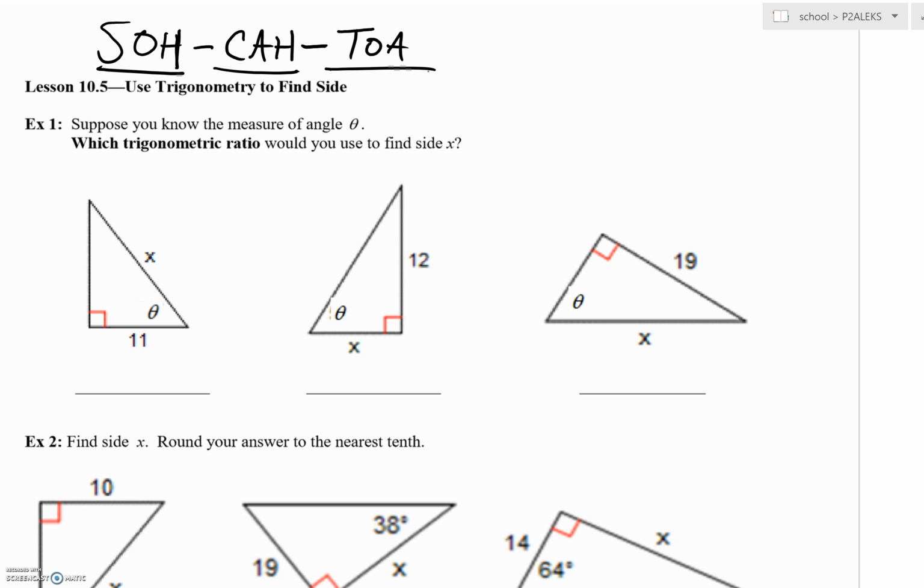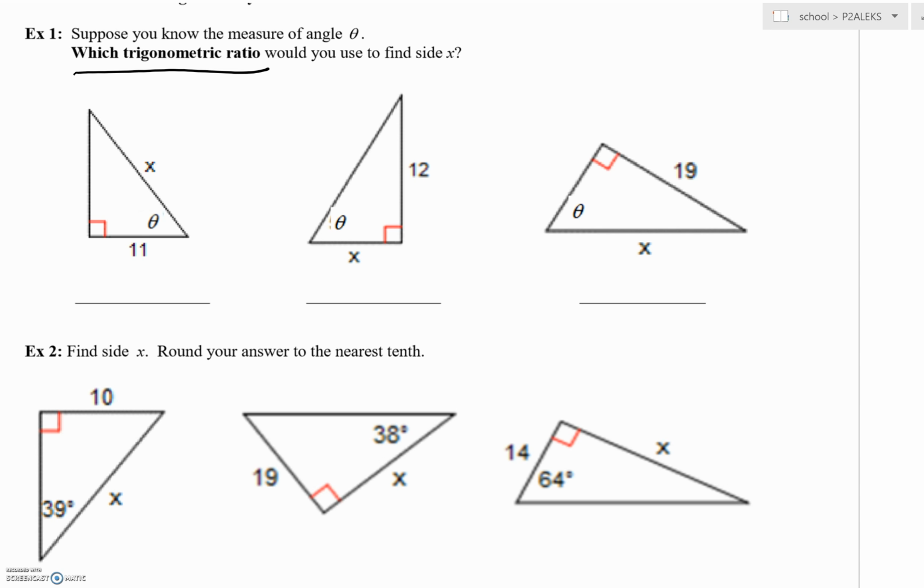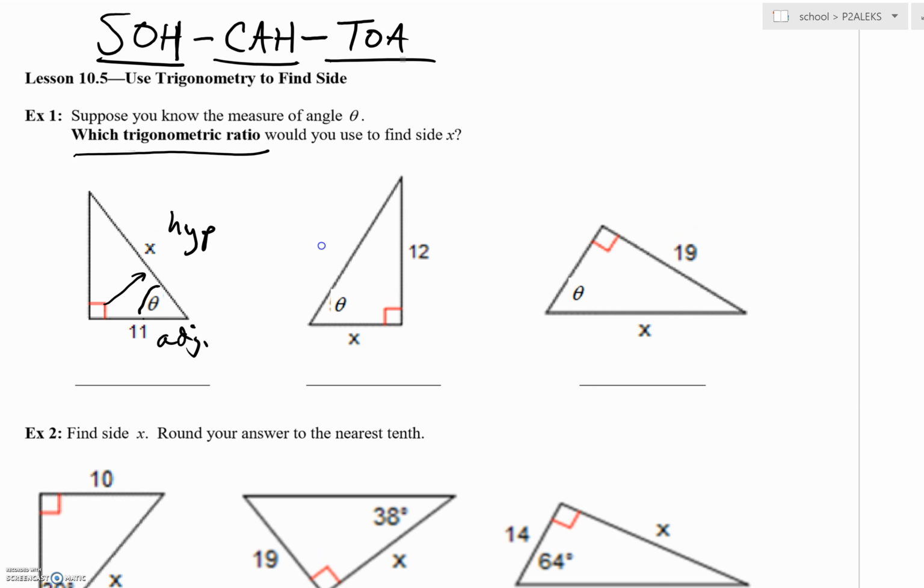For number 1, a nice quick problem, let's just find which trig function we're going to use, which trig ratio. We're not going to find x, we just want to know whether we're going to use sine, cosine, or tangent. So here's our angle theta. What would we call the side with the 11? What special name do we call that? That's your adjacent side. It's right next to it. Right across from 90 is the hypotenuse. So we have A and we have H.